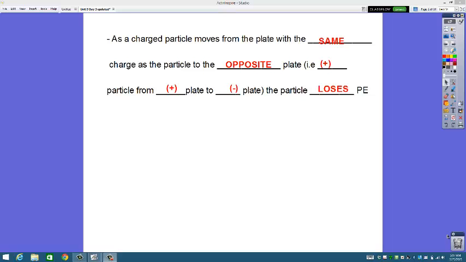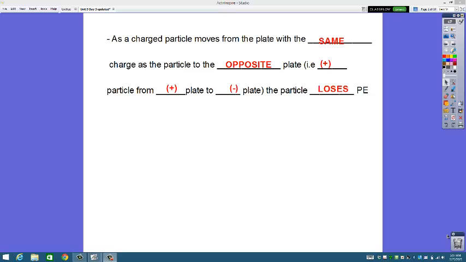So what we're going to look at today is a little bit more about voltage and electric potential energy and capacitance. So if you think back to potential energy, remember potential energy is stored energy or energy based on a distance.